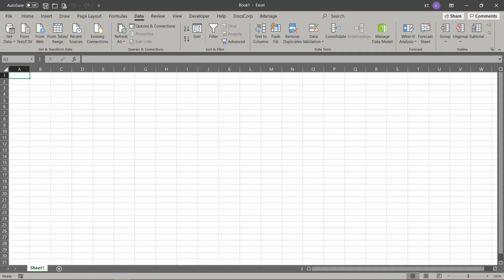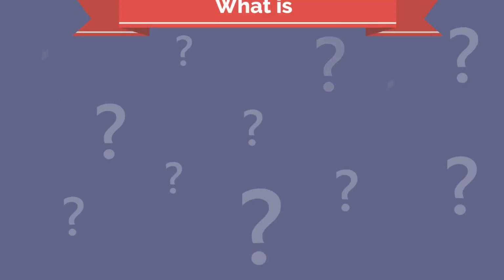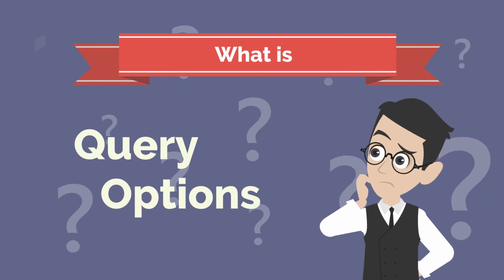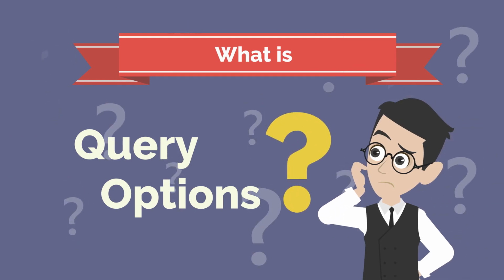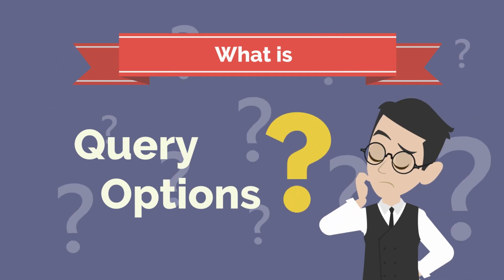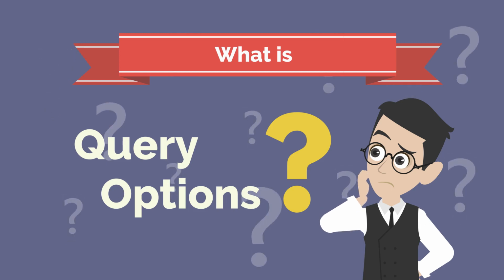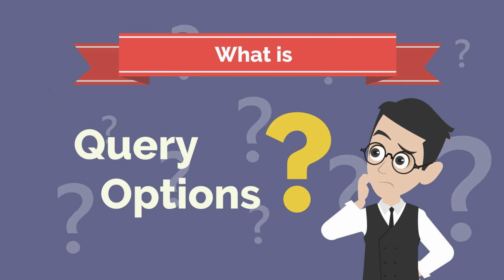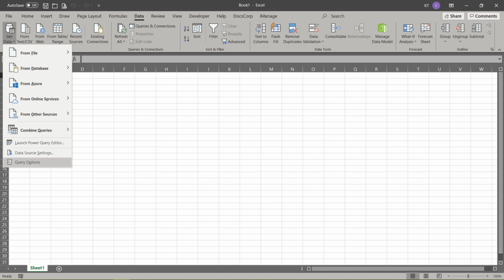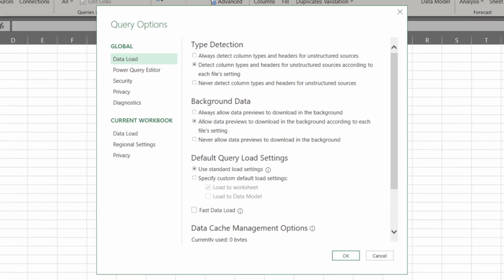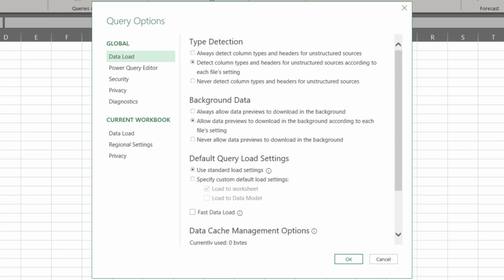I want you to go to the Query Options. What is Query Options? It is like settings. So, for example, you can set your work preferences, such as load behavior and regional locale. Go to the Data tab, Get Data, and Query Options is right at the end of the list. There are two different levels of query options, Global and Current Workbook. Global level options apply to all workbooks, whereas the current workbook applies to an individual workbook.